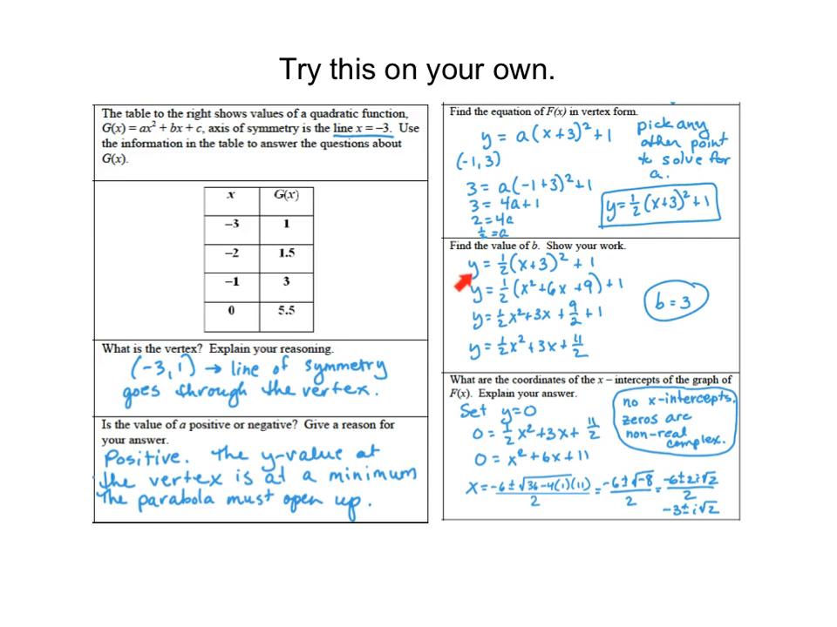To find b, I multiplied that out and simplified, and I found that y was equal to a half x squared plus 3x plus 11 halves, and therefore b must have been 3. Then I was asked to find the x-intercepts of my graph, so I set y equal to 0 and solved, and I noticed that I got imaginary solutions, and since that's the case, there's no x-intercept. Another way I could have reasoned through that would have been this. If I know that my parabola is going to open up, and I know my vertex is at (-3, 1), it's clear that there should be no x-intercepts.